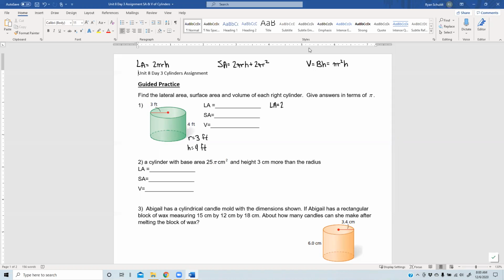Lateral area, we need 2 pi r times h. 2 pi, r is 3, h is 4. Type everything in but the pi. 2 times 3 times 4. That would get us 24 pi feet squared. There's our lateral area.